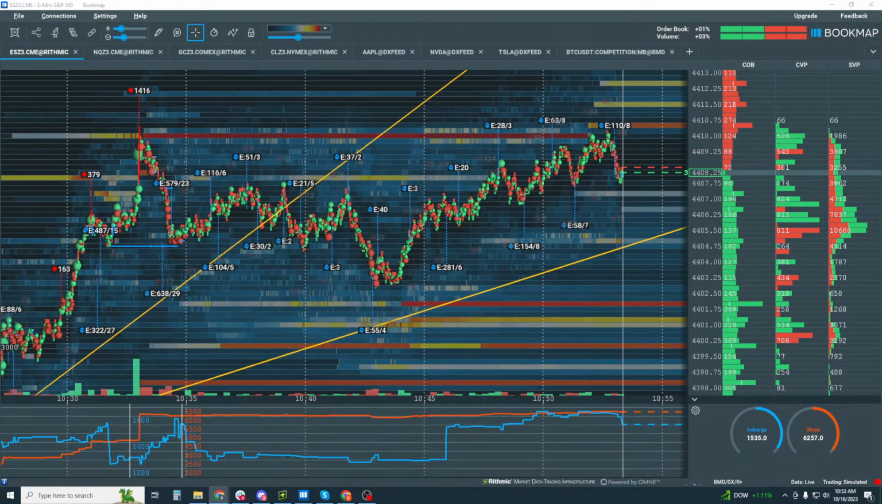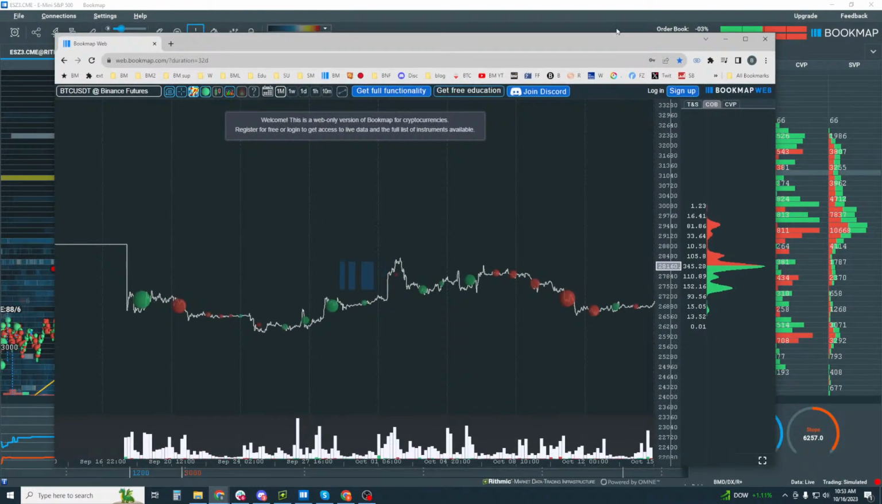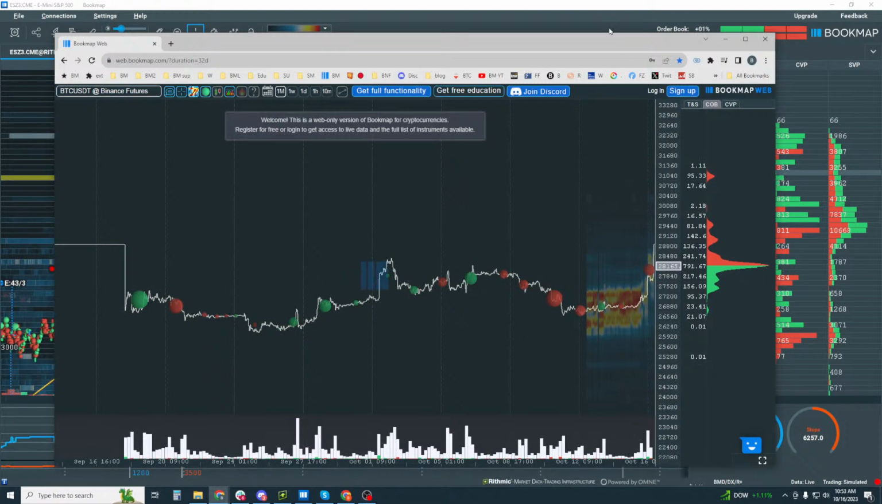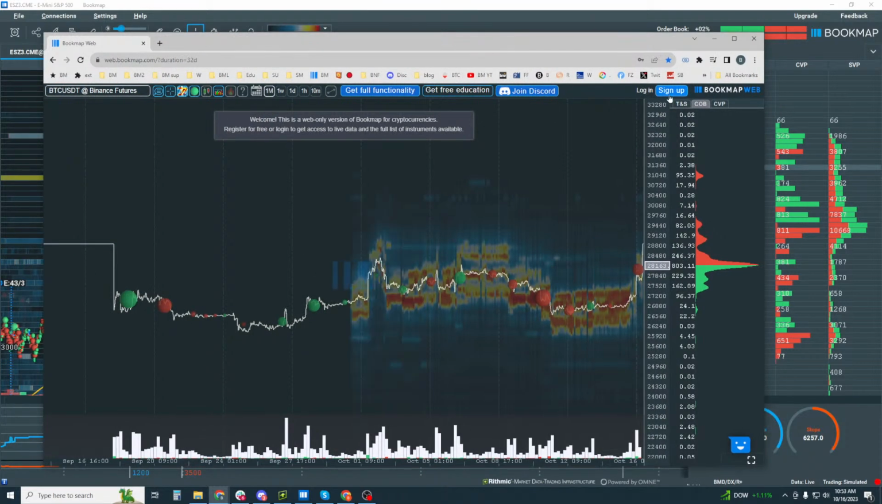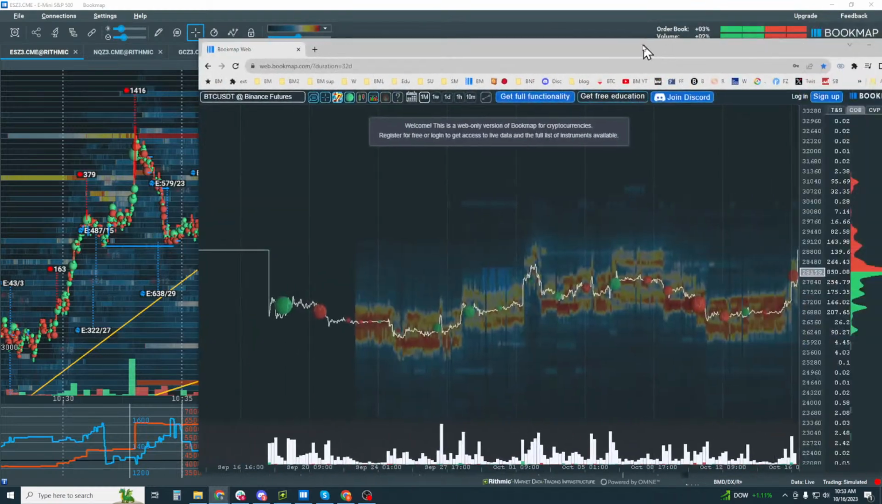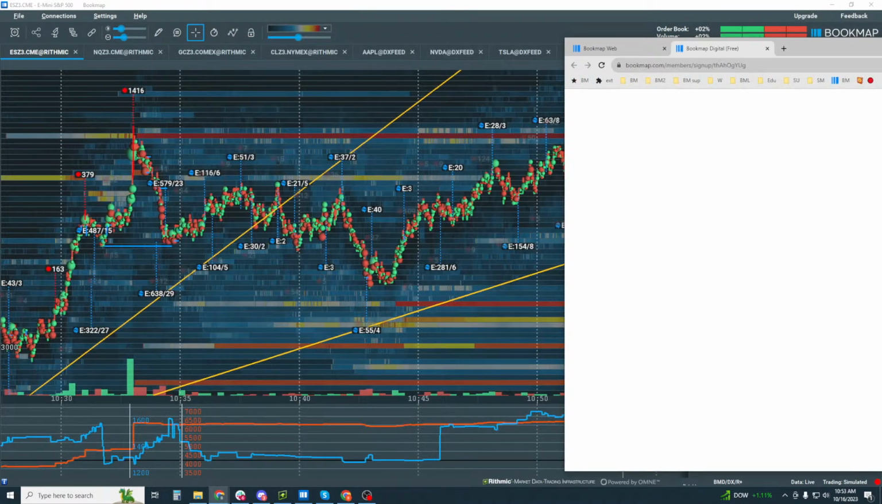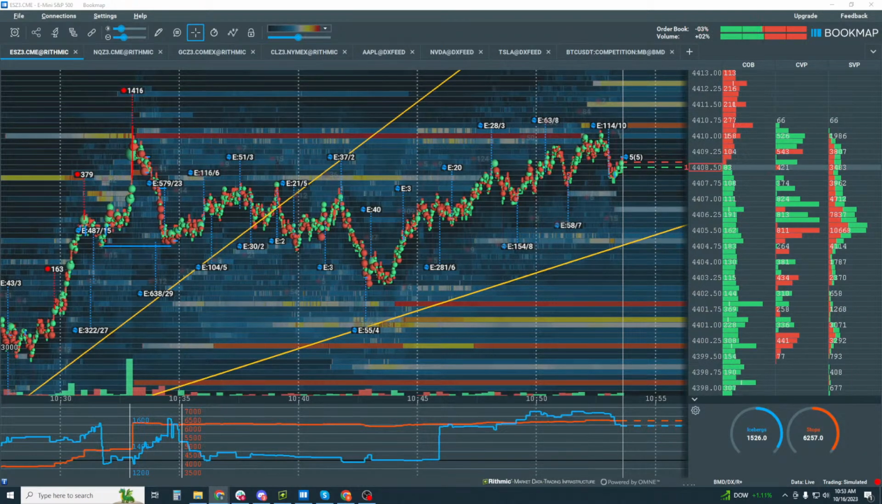With the Bookmap, this is kind of interesting because in the Bookmap web version here, we can sign in, which I would recommend you guys signing in here. Once you sign in, then you should be able to, hold on a minute, sign in.